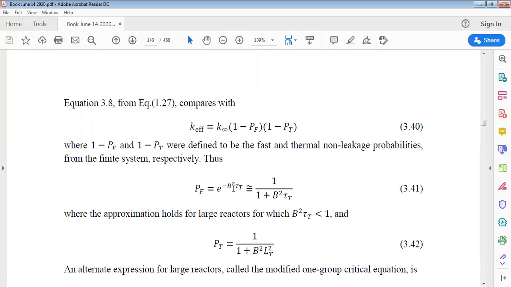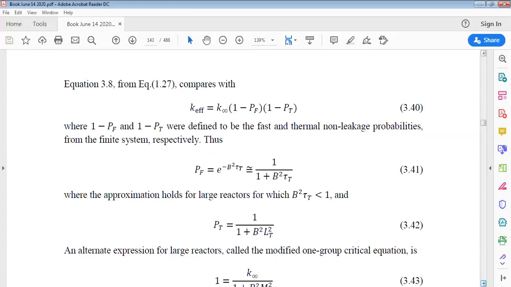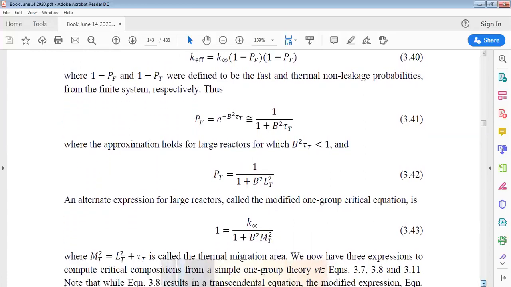So p to the f I can also write as an exponential, and if this is a large number, let me just write it as 1 minus b squared tau, which is 1 plus b squared tau to the power minus 1, so I can bring this down in the denominator. The higher terms are of course much smaller, so this is okay, it's acceptable, it's got a small error. So it holds for large reactors for which b squared tau is much less than 1.